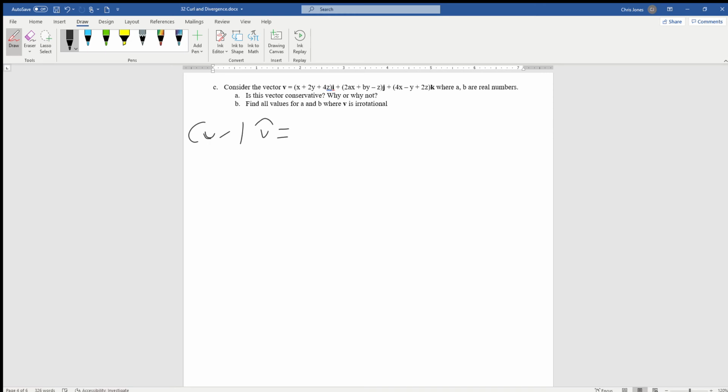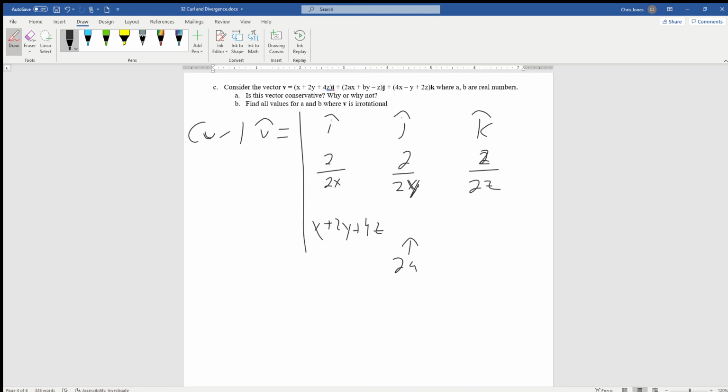The curl of v, just like we've done two other times: i, j, k, d dx, d dy, d dz. And then finally, we're just going to put the function in. So x plus 2y plus 4z. And then I'm just going to stick this right here: we have our 2ax plus by minus z. And then we have 4x minus y plus 2z. All right, that's our determinant.